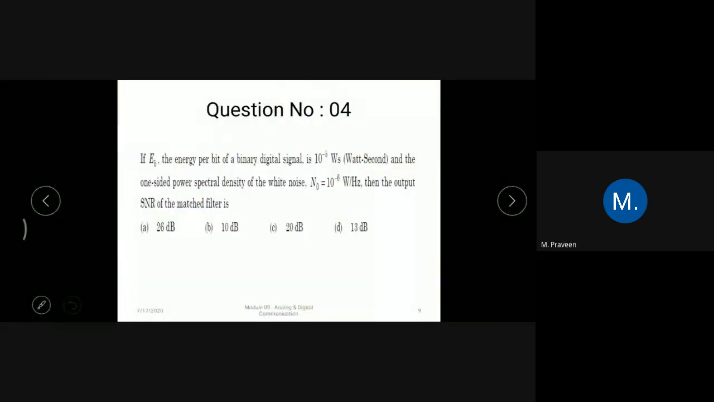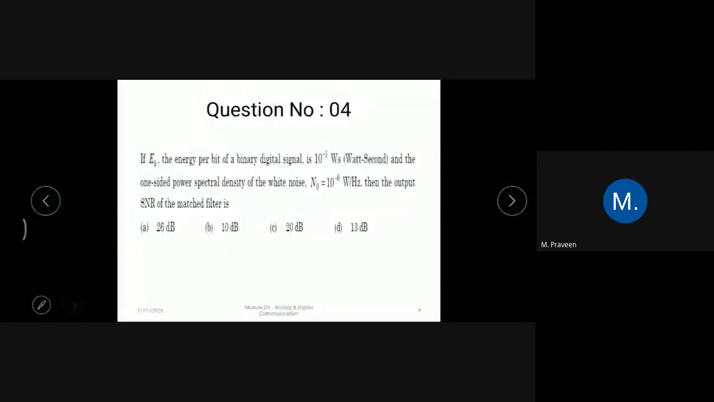Now we'll move on to question number 4. If EB, that is energy per bit of a binary digital signal, is 10 to the power of -5 watt second, and the one-sided power spectral density of the white noise is 10 to the power of minus 6 watts per hertz, then the output SNR of the matched filter is?